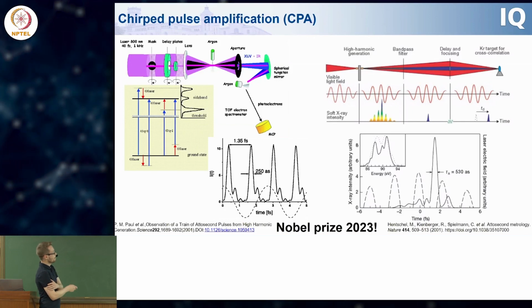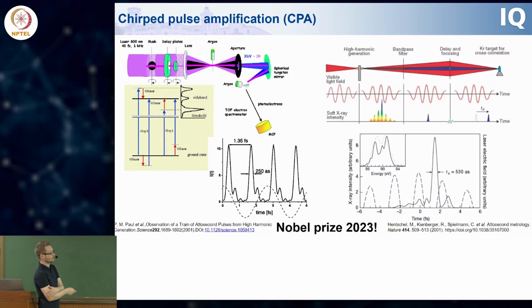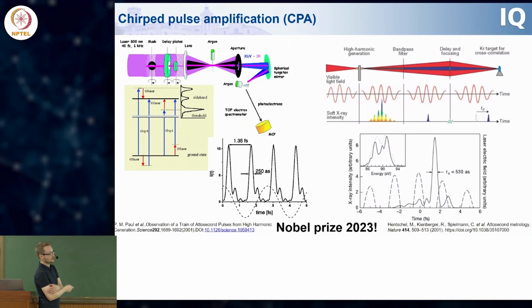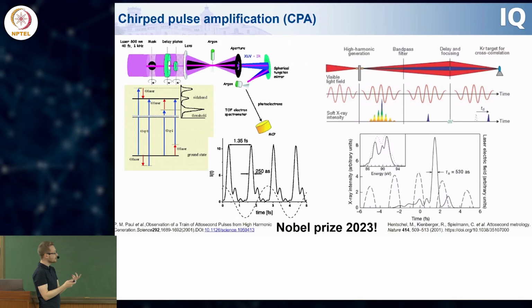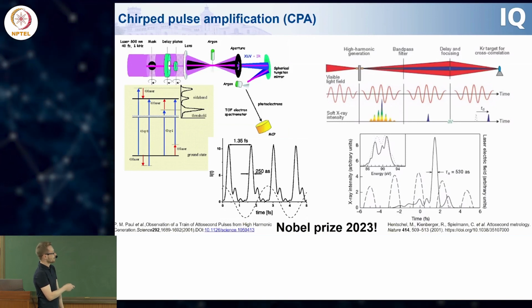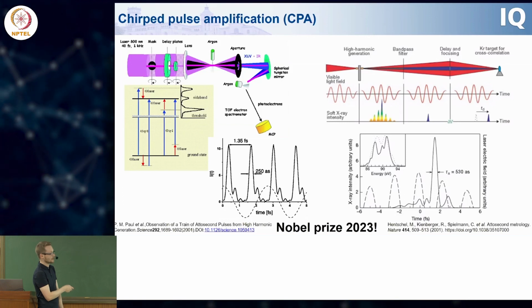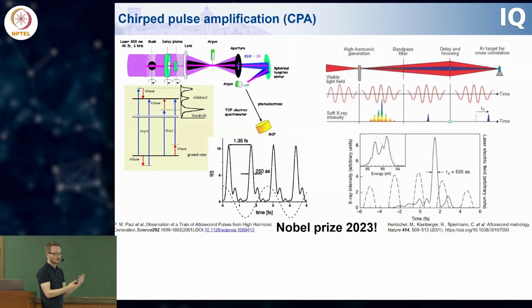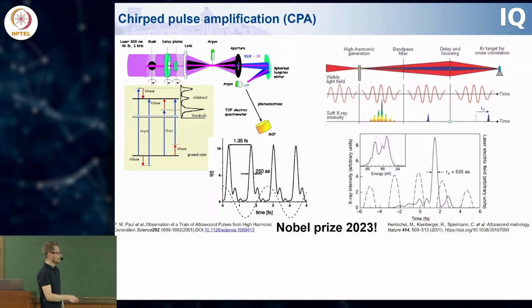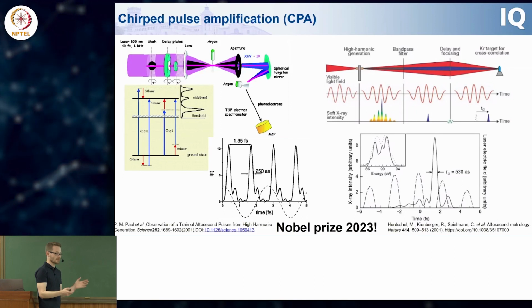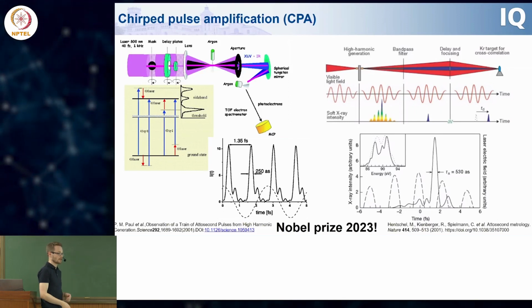However, this right method called RABBITT is based on a similar concept. So you also have a delay between the XUV and the harmonics, but you then look at an electron signal where you have two pathways to the same energy state and therefore an interference between different electrons that you can observe on your detector. And with that, you can detect trains of attosecond pulses, so multiple attosecond bursts after each other.